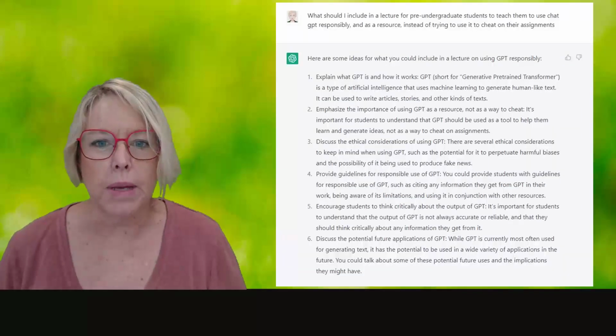And I hope we don't see that happen. Before I finish this lecture, I'd like to tell you how I used ChatGPT to help me create this lecture. Initially, I asked the software what I should include in a lecture for students to teach them how to use ChatGPT responsibly and as a resource instead of trying to use it to cheat on their assignments. This is the output that it gave me.